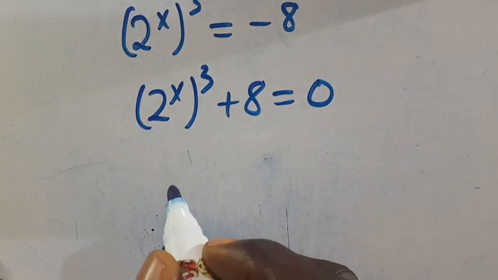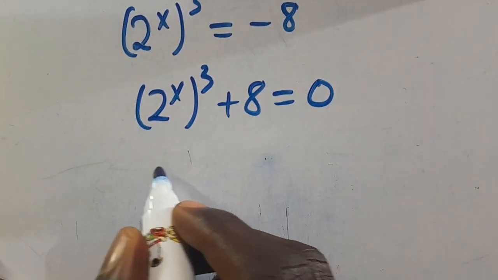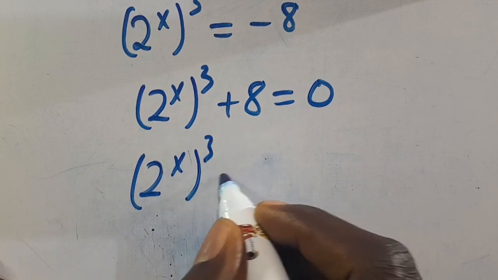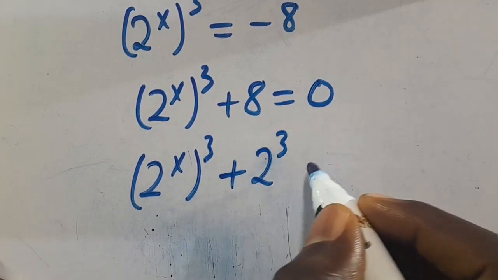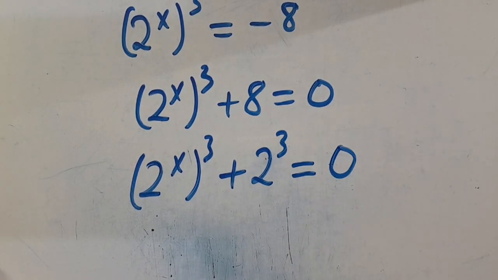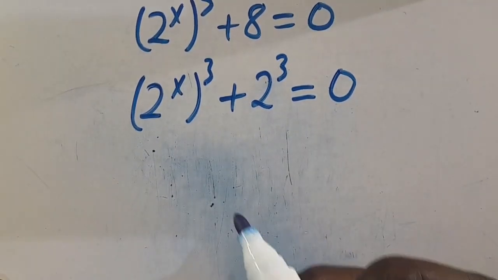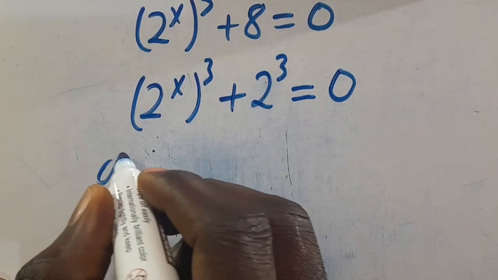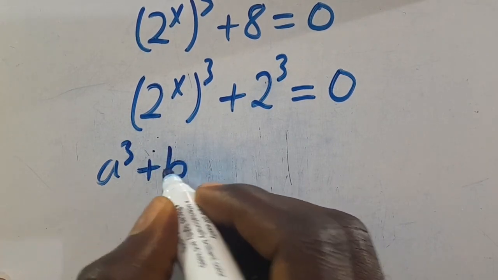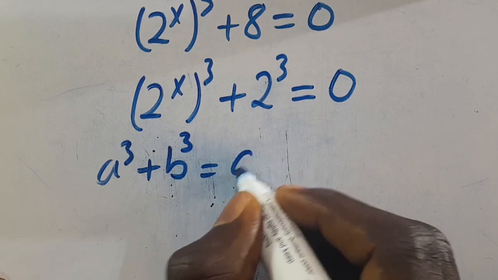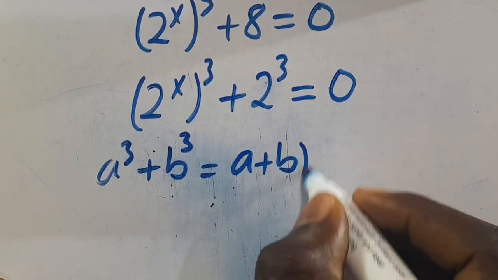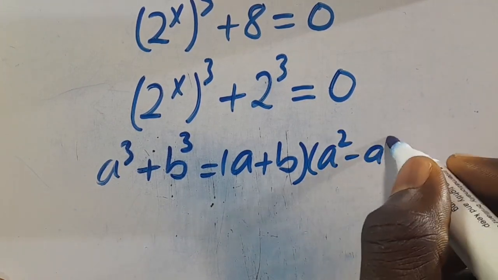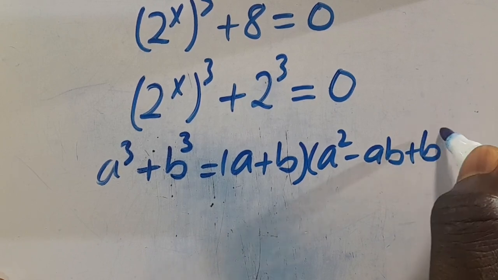So from here, let's write 8 in base 2 as 2 to the power of 3, so we have 2 to the power of x, all in parentheses, to the power of 3, plus 2 to the power of 3. Then let's set everything to be equal to 0. Now, we're looking at this. This one has power 3, this one has power 3. Recall that a to the power of 3 plus b to the power of 3 equals a plus b, all in parentheses, multiplied by a squared minus ab plus b squared.